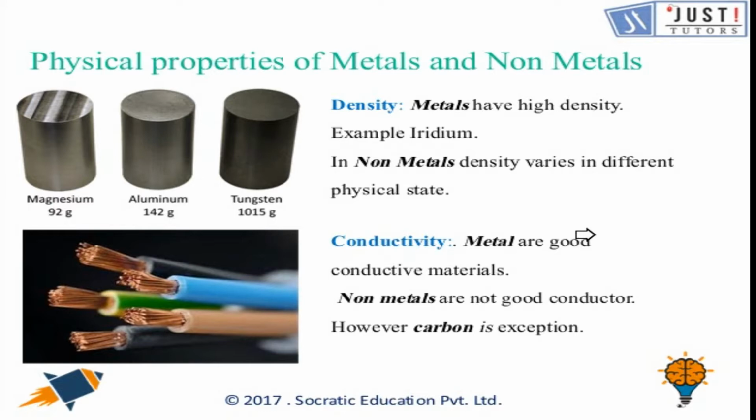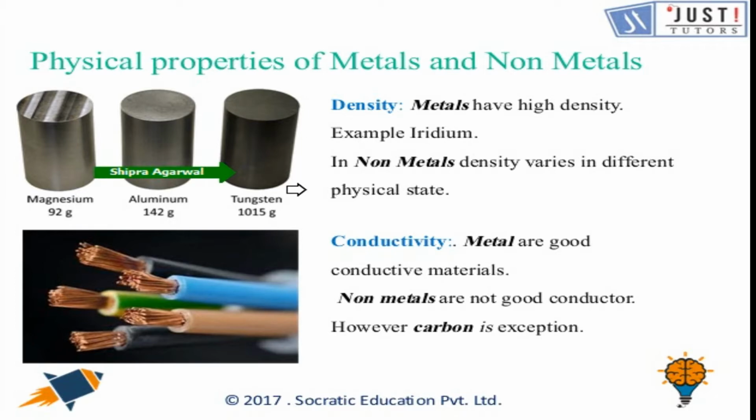Now, let's study density and conductivity. Density is the degree of compactness of a substance. We know that metals generally have high density, as you can see that they are so dense and so hard, for example iridium, aluminium, and magnesium. In non-metals, density varies with the physical state. As non-metals are found in three different forms, the solid ones are highly dense, while in the gaseous form they are really low.